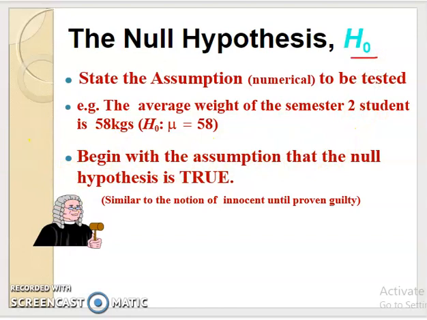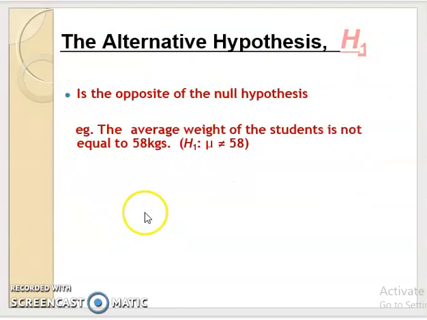And here in the first example that I have said, the average weight of the semester 2 student is about 58 kg, and this statement is called the null hypothesis. And this hypothesis, we can prove correct or wrong after weighing all the students and taking the mean. And the second type of hypothesis, the alternative hypothesis, is represented by the letter H1, and this hypothesis is opposite to the null hypothesis.